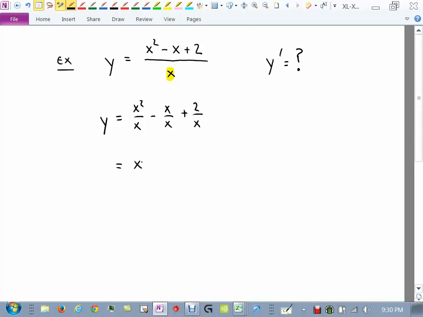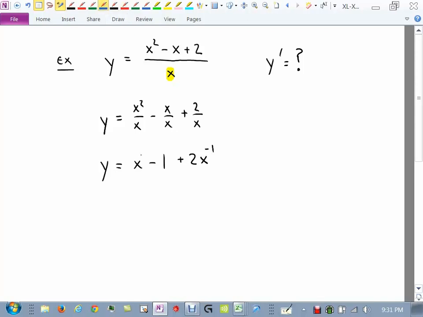So I simplified these two, right? I simplified these two, and then that last one, I brought the x up top and made it a -1 as an exponent. All right, so now what we can do is we can take the derivative of each of these individually because they're separated by addition and subtraction.